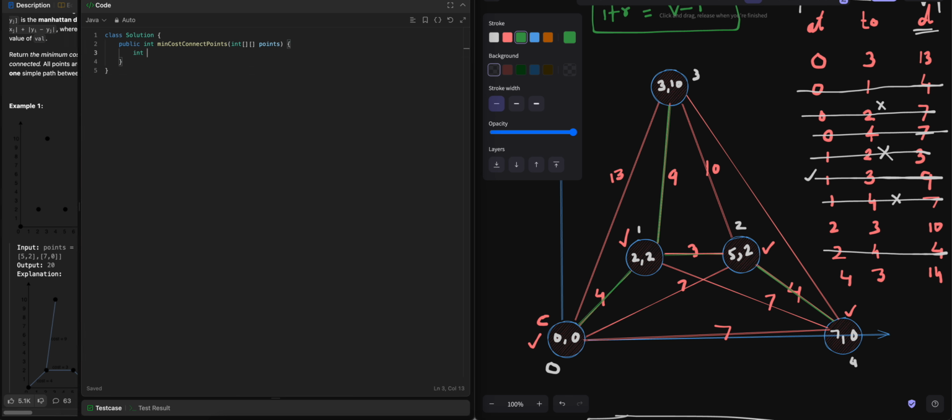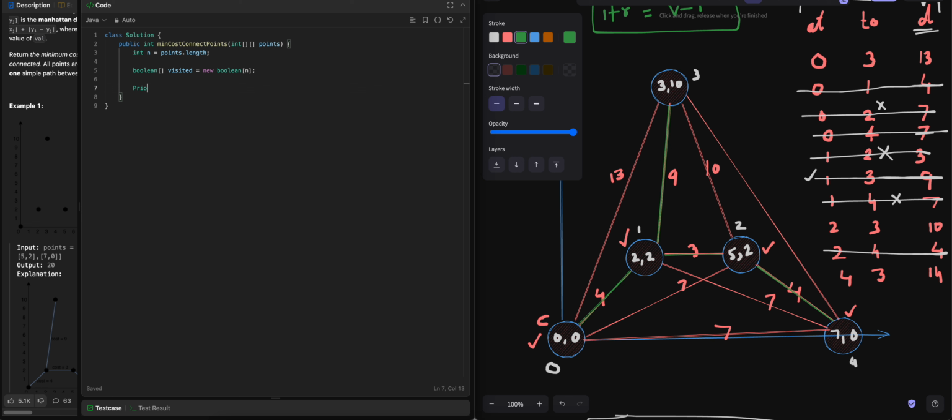First of all, find out how many vertices there are. It is represented by points.length. So we have all the points now. Now let's create a Boolean array to mark which vertices are visited. Okay, now we did that. This is used to track all the vertices which are visited.